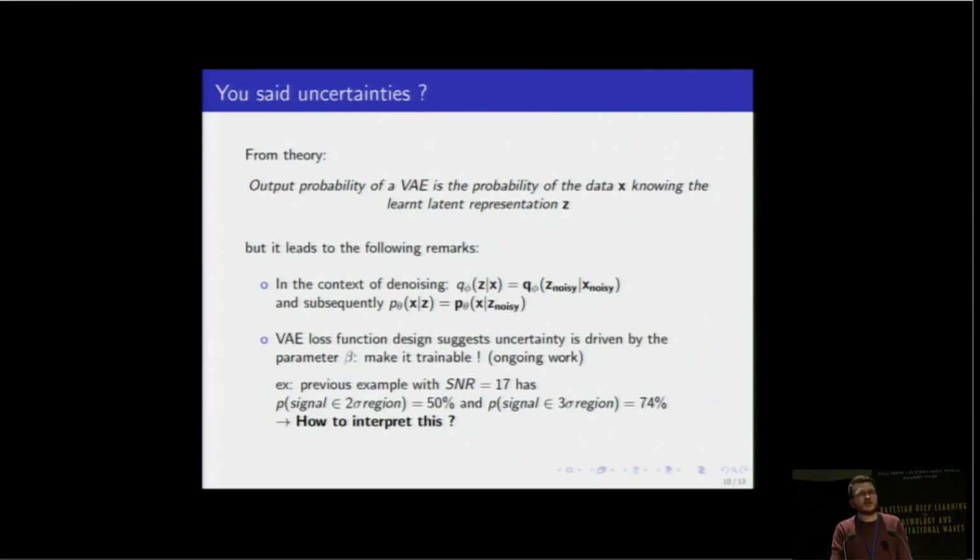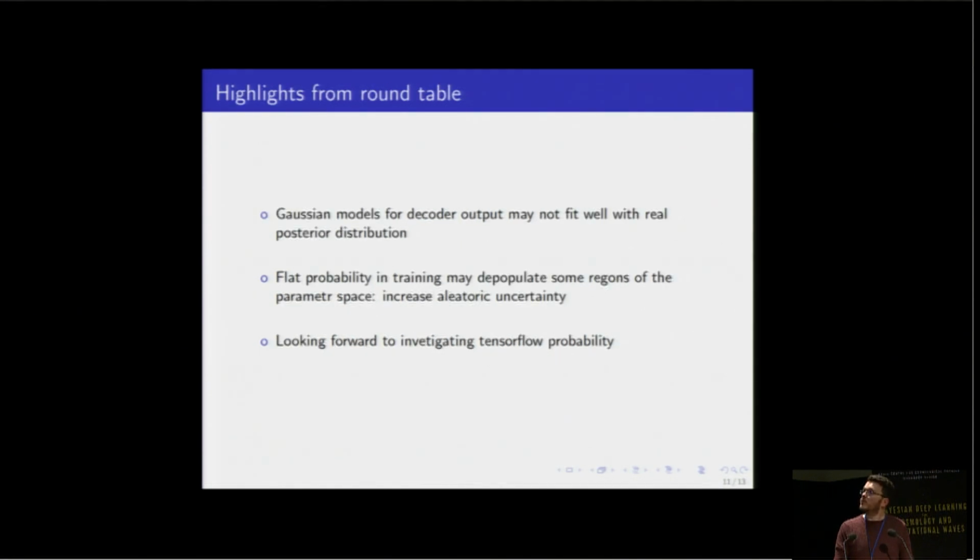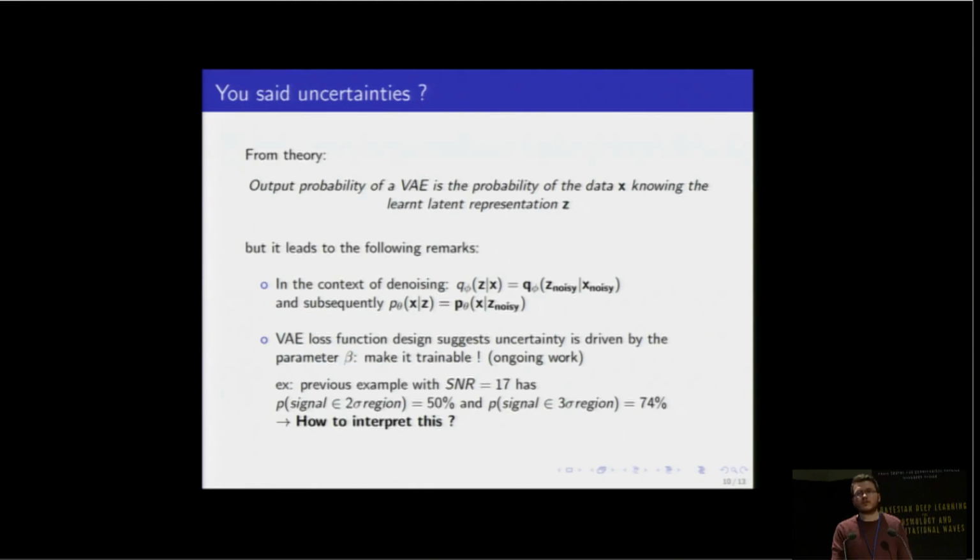I would naively expect the signal to be present, according to the well-known rule in statistics, 95% of the time. And respectively, for this 3 sigma region, I would expect the true signal to be present more than 99% of the time. I'm not sure, actually we're not sure about this interpretation, and we hope for making the beta parameters trainable, as this is the point we want to solve in the future.